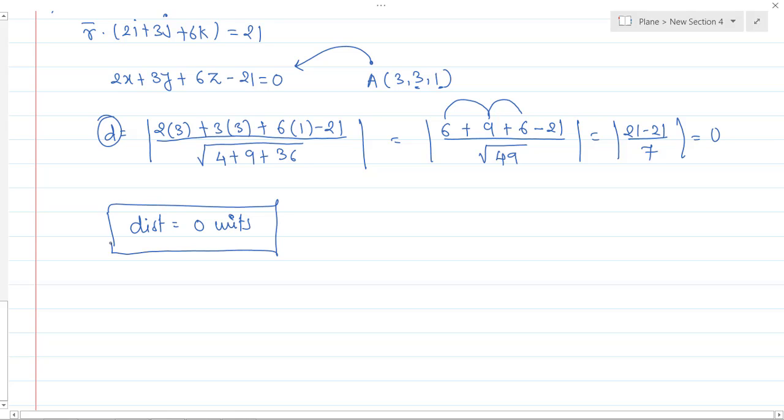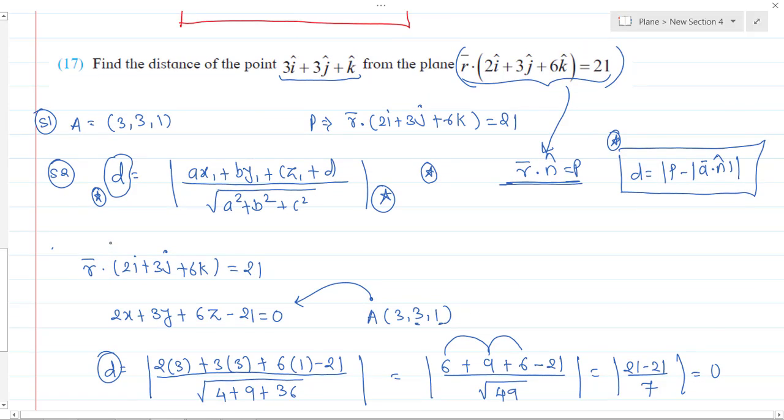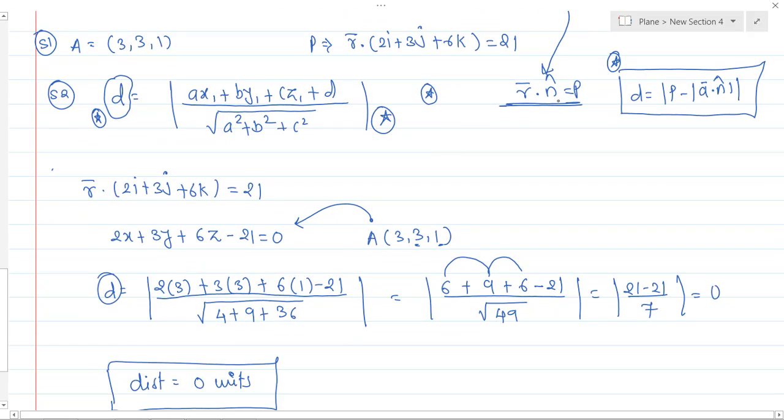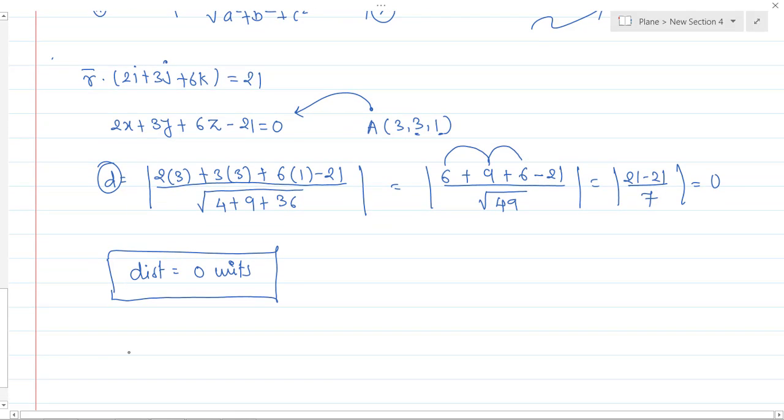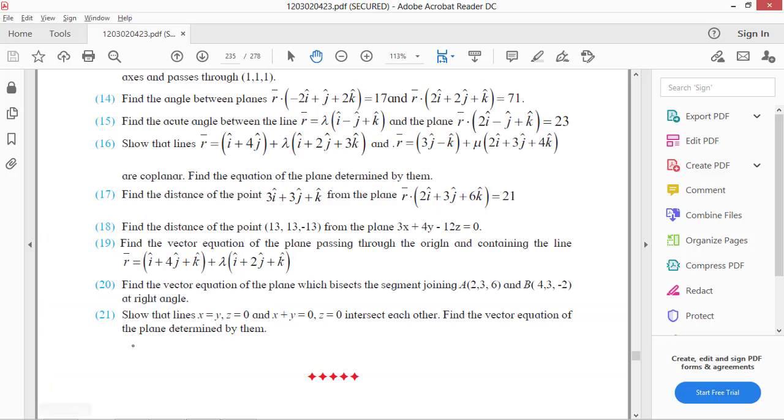Again I am telling you, if you solve the same question with the help of the vector formula, it will take much more time comparatively, and you have so many manipulations and calculations in that. So it's good to proceed with the Cartesian form. Great. So let's see the next question, which is question number 18.